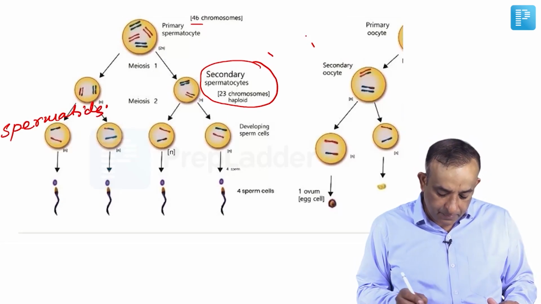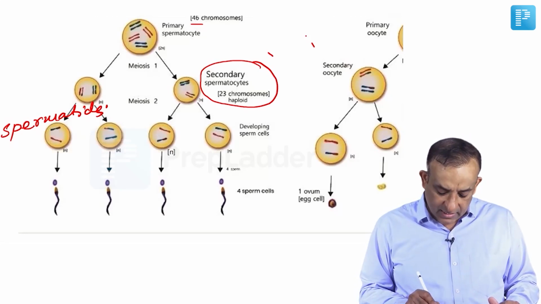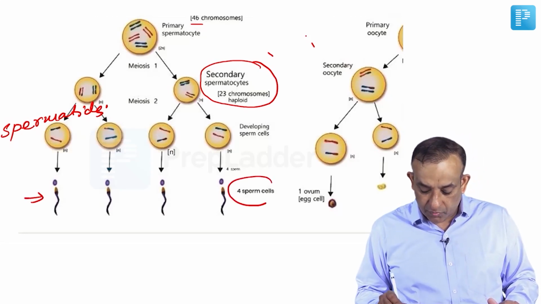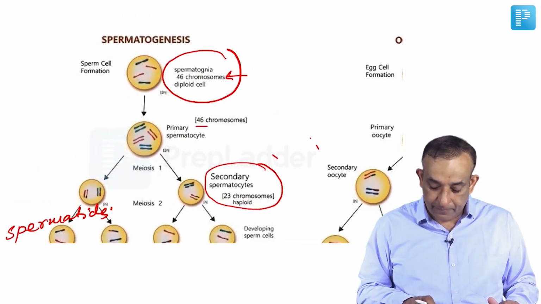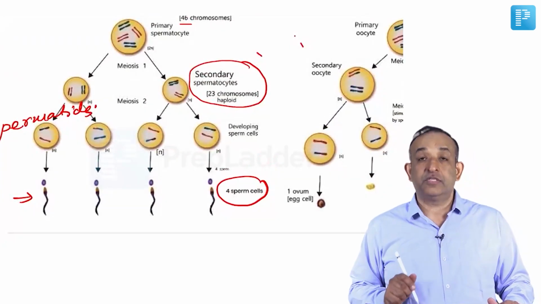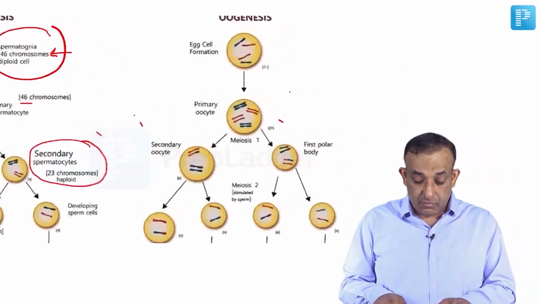The spermatids here undergo spermiogenesis like I told you, and that will give 4 sperm cells. So, we must remember that from one spermatogonia there is development of 4 sperm cells. So, that is about spermatogenesis. And how is this different from oogenesis?